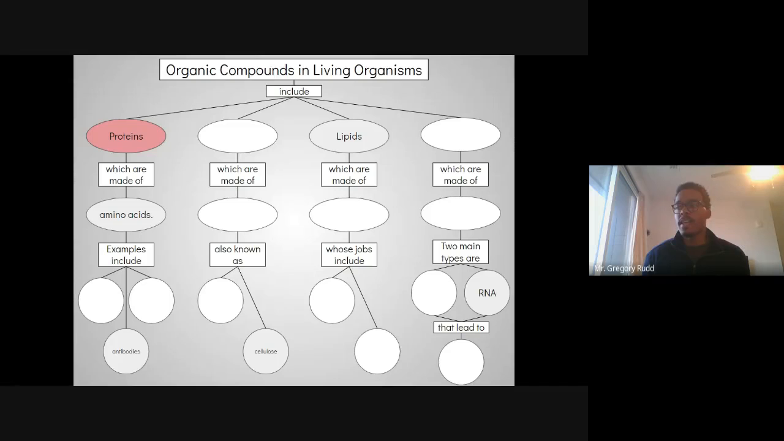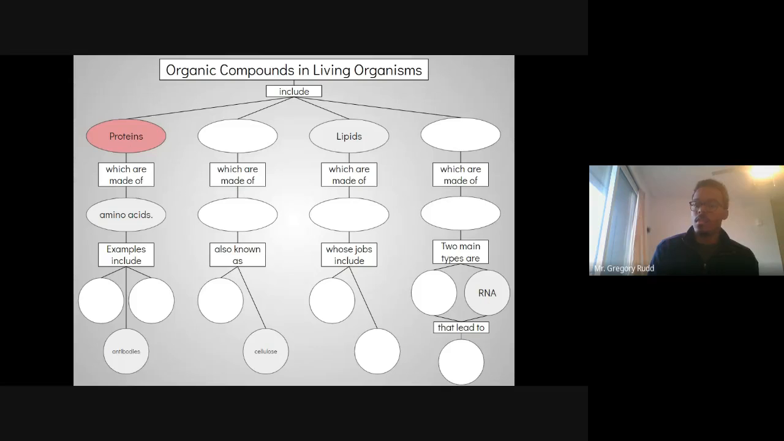And what are some other examples that we just talked about of proteins? There were enzymes. Thank you, Michaela. What else? Hormones, good. And then I also included hemoglobin and insulin.